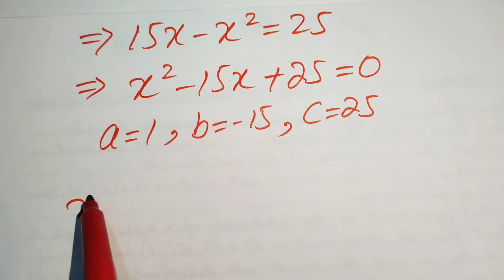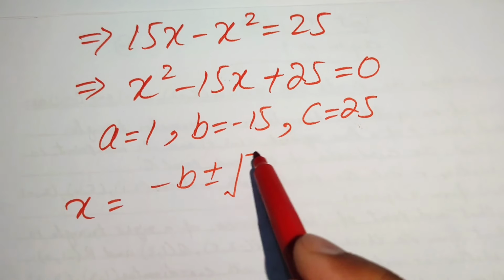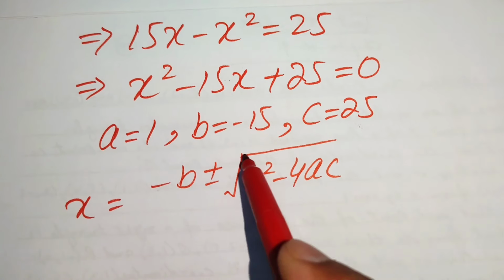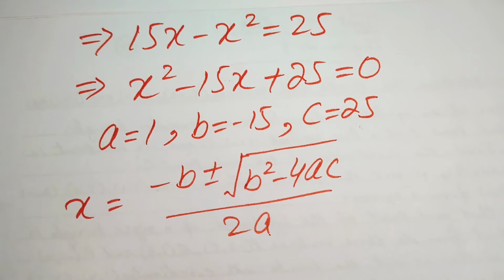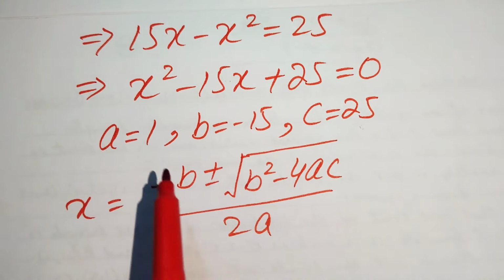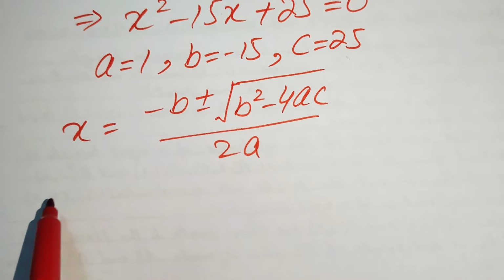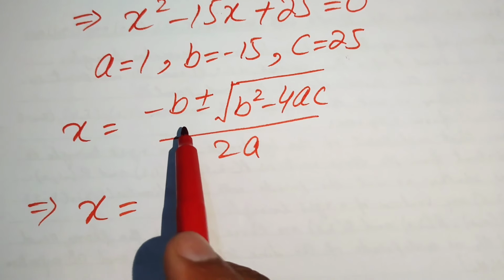So we know about the quadratic formula. It is stated as x equals minus b plus or minus the square root of b squared minus 4ac, divided by 2a. So this is our nice quadratic formula, and now we substitute the values of a, b and c in this formula.